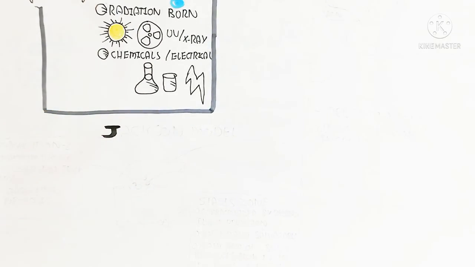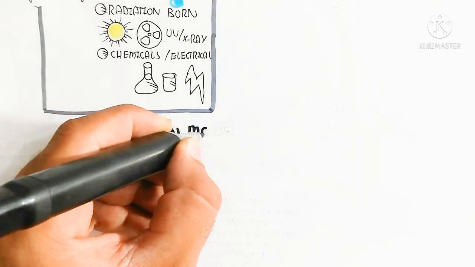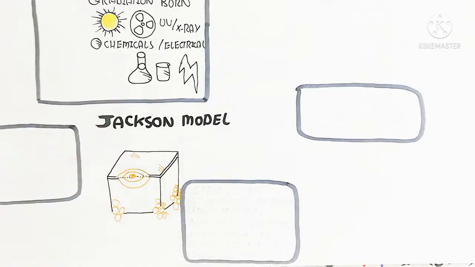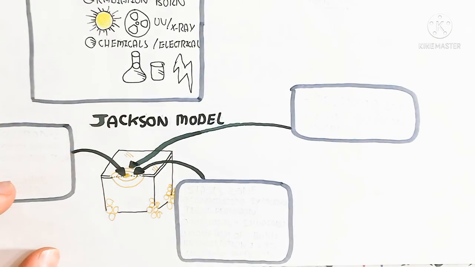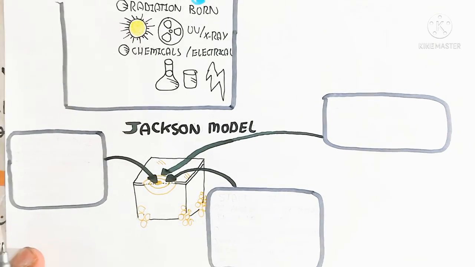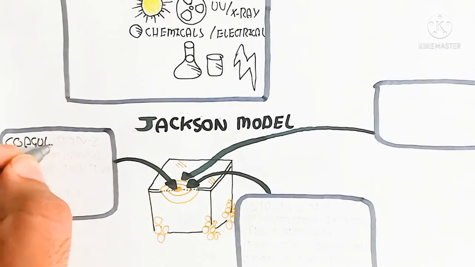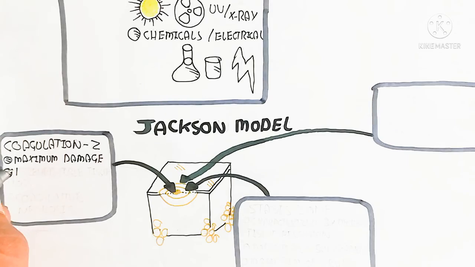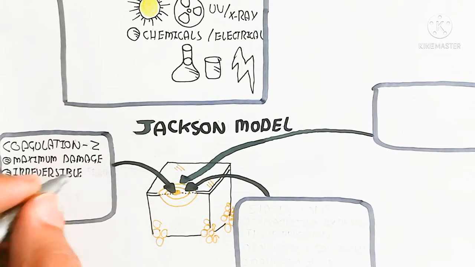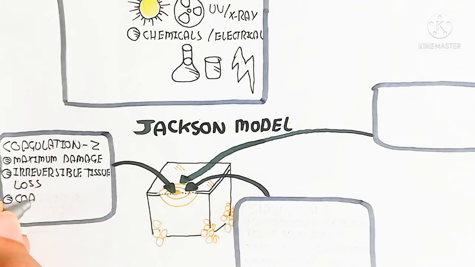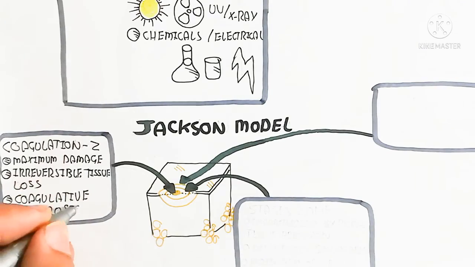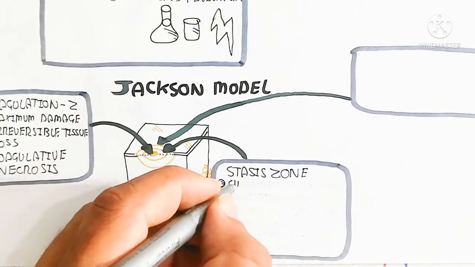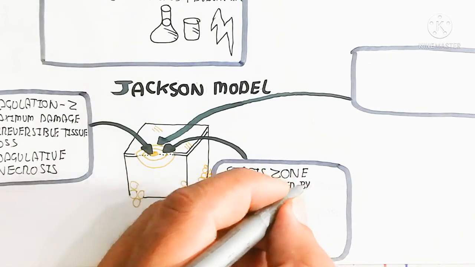So here the Jackson model shows the situation and phases of the burn on the basis of the deep part as well as the upper part of the epidermis. Let's begin with the deep burn. Basically in the third degree hypodermal burn, the deep burn, there is the coagulation zone, which is the zone of maximum damage. It involves irreversible tissue loss, and coagulation necrosis occurs. It is irreversible, so the necrosis will not produce those cells again.